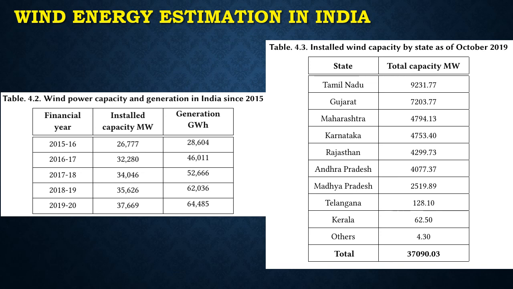Likewise, the installed wind capacity by state as of October 2019: Tamil Nadu, Gujarat, Maharashtra, Karnataka, Rajasthan, Andhra Pradesh, Madhya Pradesh, Telangana, Kerala and others, all together total 37,090.03 megawatt installed. In that, Tamil Nadu stands first, with 9,231.77 megawatt contribution from this state. Gujarat, with 7,203.77 megawatt, is the second state, and Maharashtra is the third state, contributing 4,794.13 megawatt.